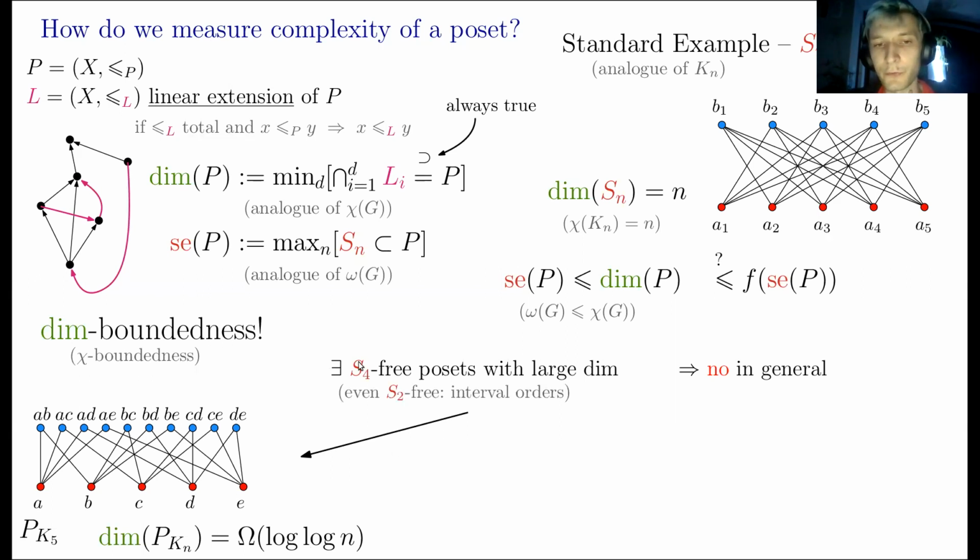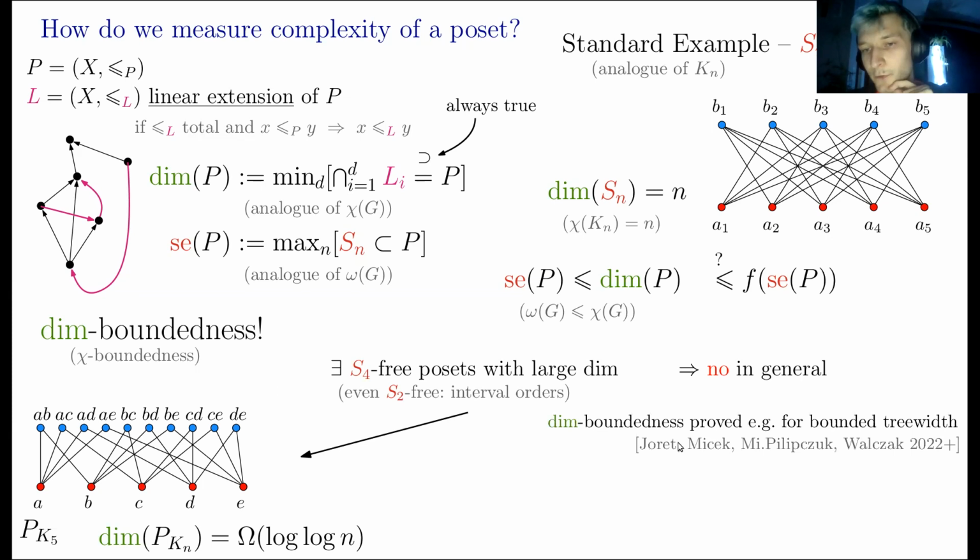Also, if we don't want to have S3, there are S2-free posets even, which are interval orders, which also have this property of having large dimension. But this is just a remark. And I said that this problem of dim-boundedness can be considered in particular classes of posets, and it's known for posets where the cover graph has bounded treewidth, for example. And yes, this is also quite a new result.